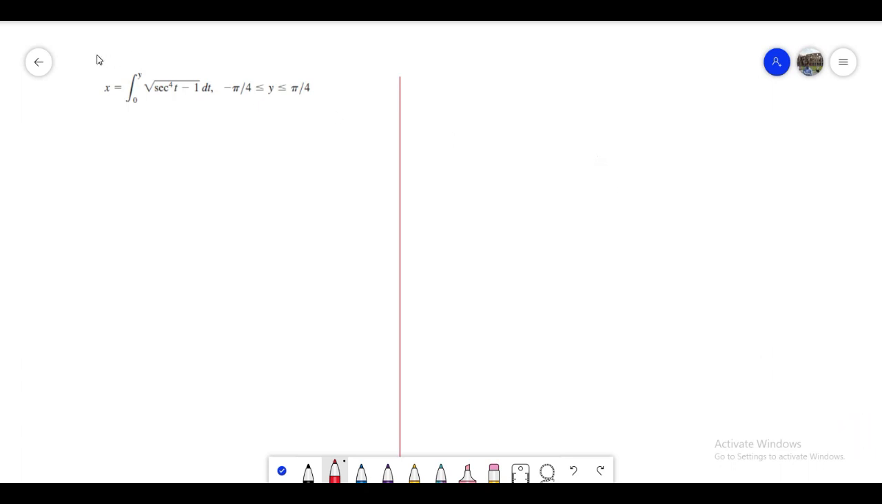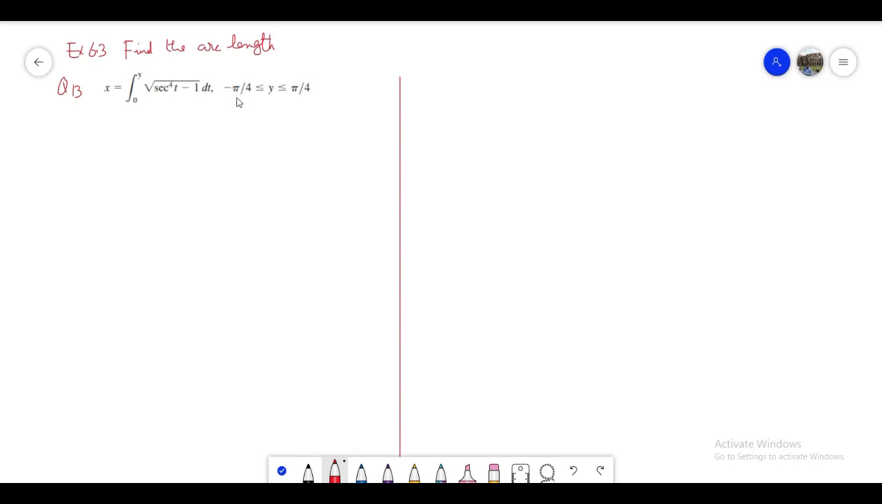I have chosen one question of exercise 6.3, and this is question number 13. In this question, he's saying to find the arc length. So we have only this expression, x is equal to the integral from 0 to y of root of secant^4 t minus 1, dt, and y is ranging between minus pi/4 to plus pi/4.